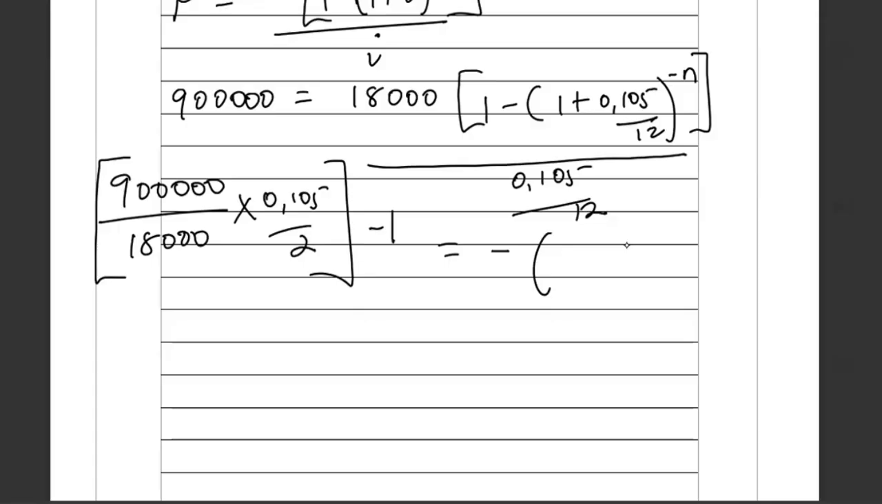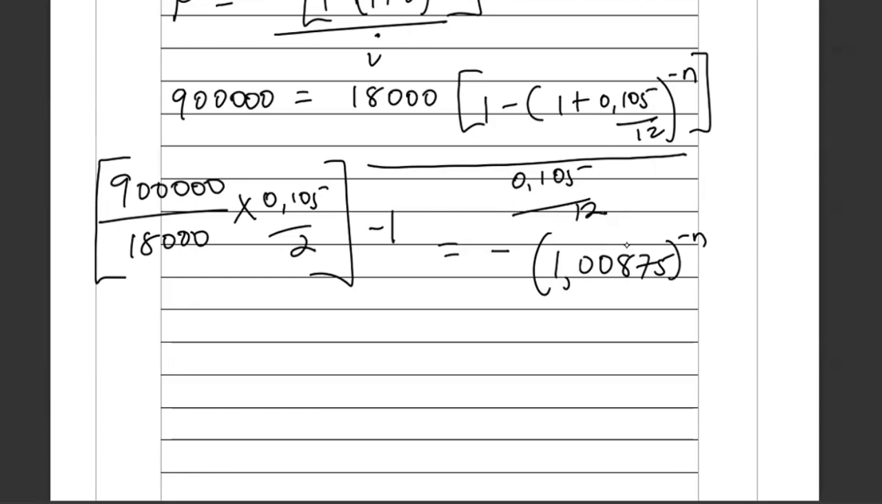So if I simplify my bracket with the n, I'm getting 1.00875 to the exponent of negative n. When I simplify my left-hand side, we said 900,000. Oops, we are dividing by 18,000.